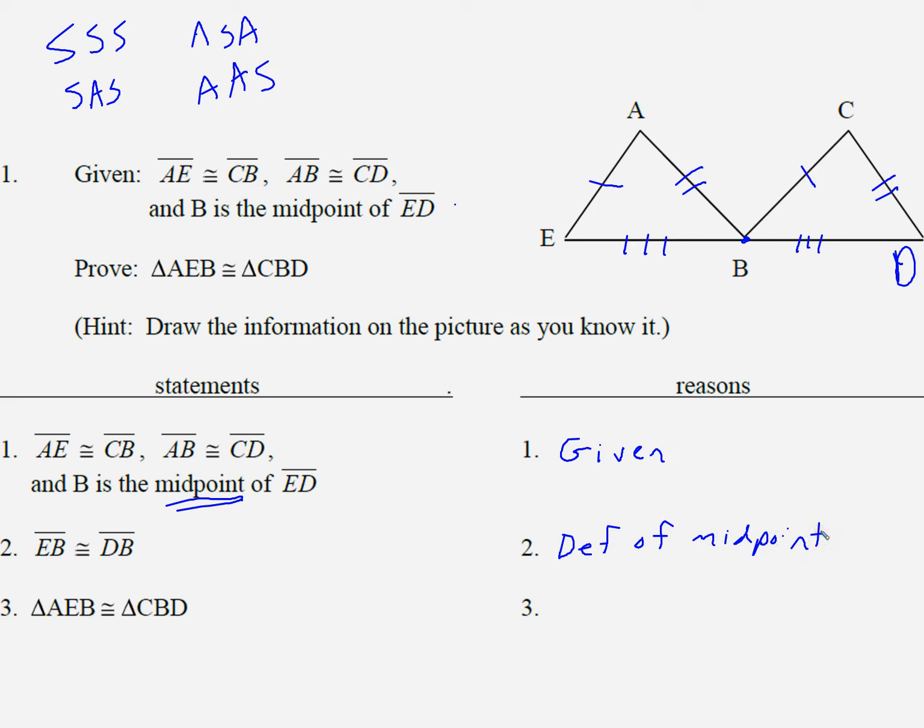And now we have what we need. We have three sides of one triangle congruent to three sides of another triangle, so therefore these triangles are congruent, which we have written here. AEB is congruent to CBD, and we know they're congruent by, we can just write SSS. If you want to, you can write side, side, side. You can write the words out. So there's our first proof. Nice and simple, three steps. And we ended up using side, side, side in that one.